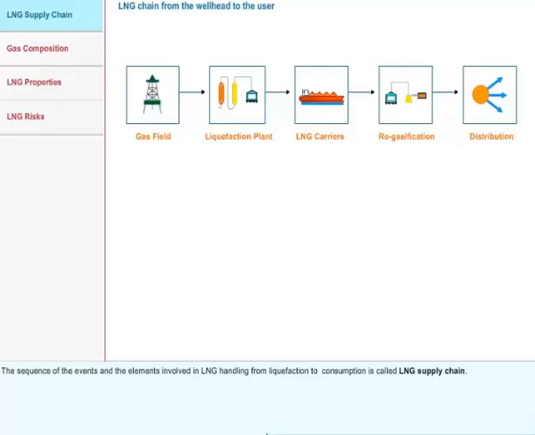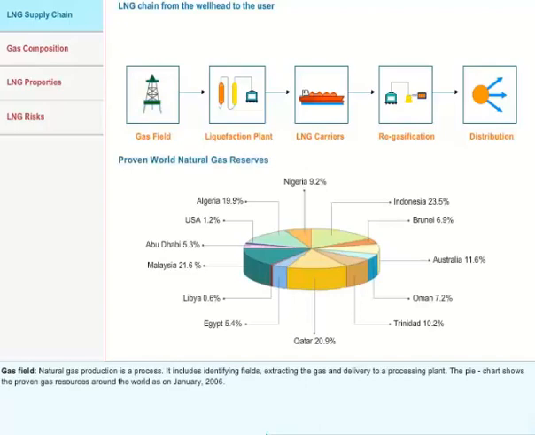The sequence of the events and the elements involved in LNG handling from liquefaction to consumption is called the LNG supply chain. Natural gas production is a process. It includes identifying fields, extracting the gas, and delivery to a processing plant. The pie chart shows the proven gas resources around the world as in January 2006.